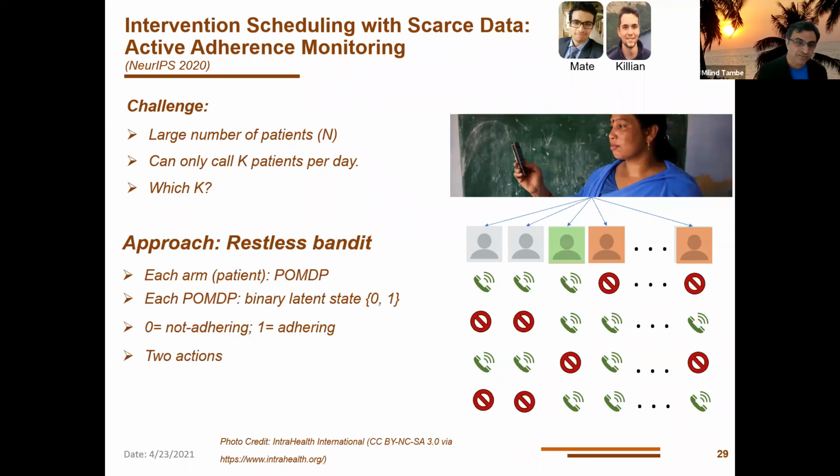So we cast this problem as a restless bandit. So you can imagine each arm is a patient, is modeled as a POMDP with 2 states. Either they're adhering to taking their medicine or they're not adhering. And there are 2 actions. Either you can call them or not call them. And now we want a policy for choosing K patients to call per day. In this case, we're going to assume that the transition probabilities are known from past behavior data, and I'll come to relaxing that assumption later.